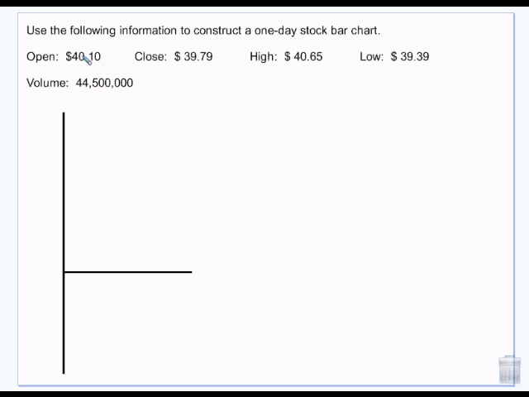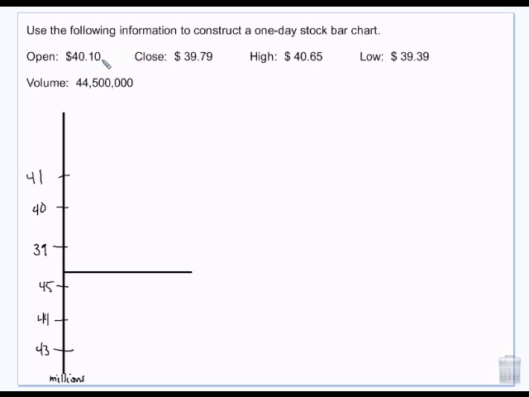Okay. And now I need some sort of scale. Well, my dollar amounts are going between 39 and 41. So I'm just going to do 39, 40. That's a terrible 40. 41. And then my volume is like 44.5 million. So I might do like 43, 44, 45. And then you have to somewhere indicate that it's millions. Because if you don't indicate it's millions, it could be hundreds, it could be thousands. So you need to indicate it's millions.